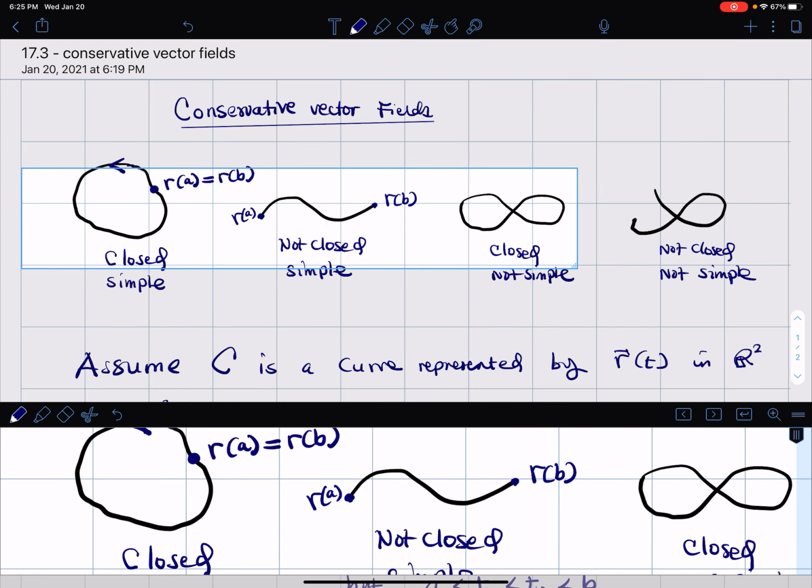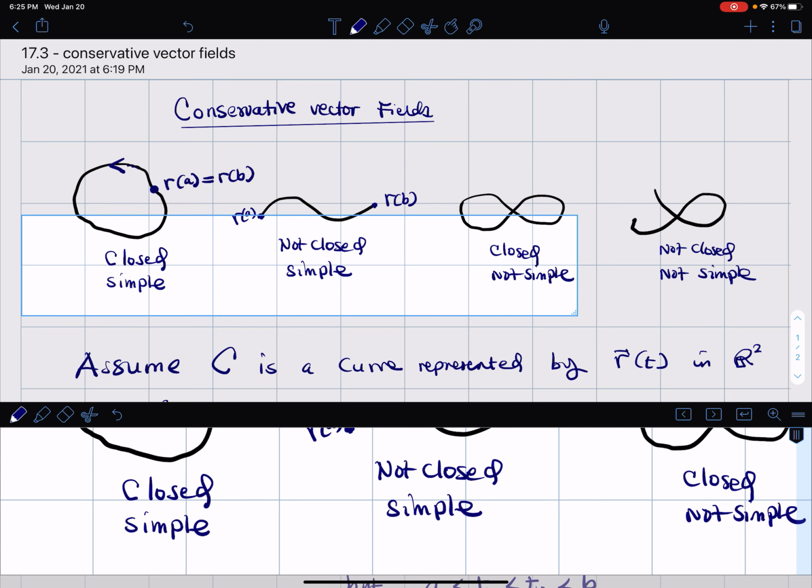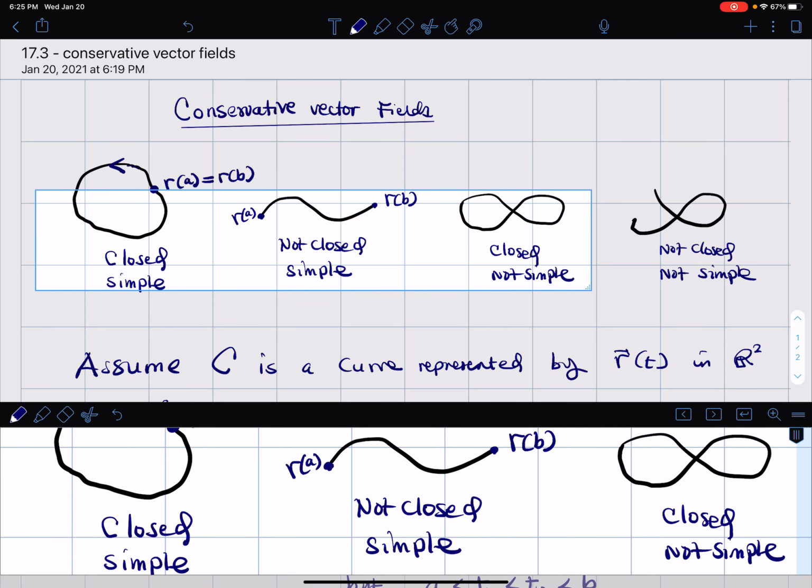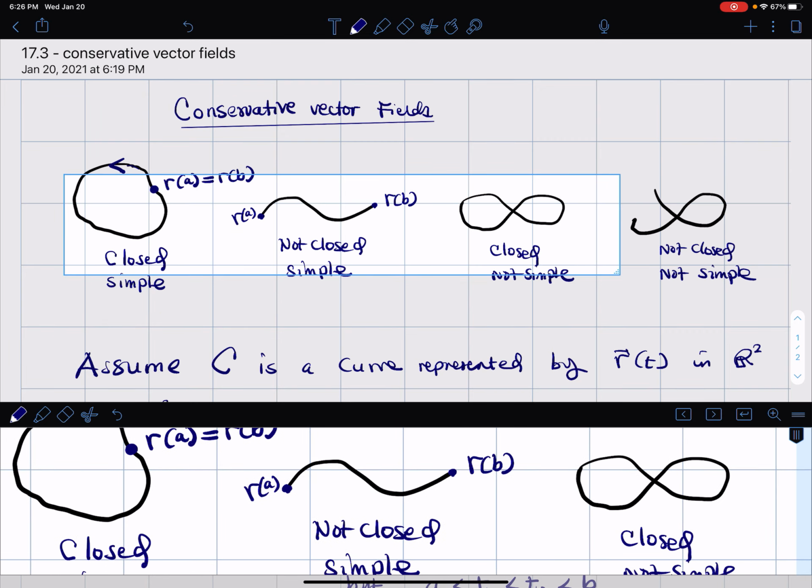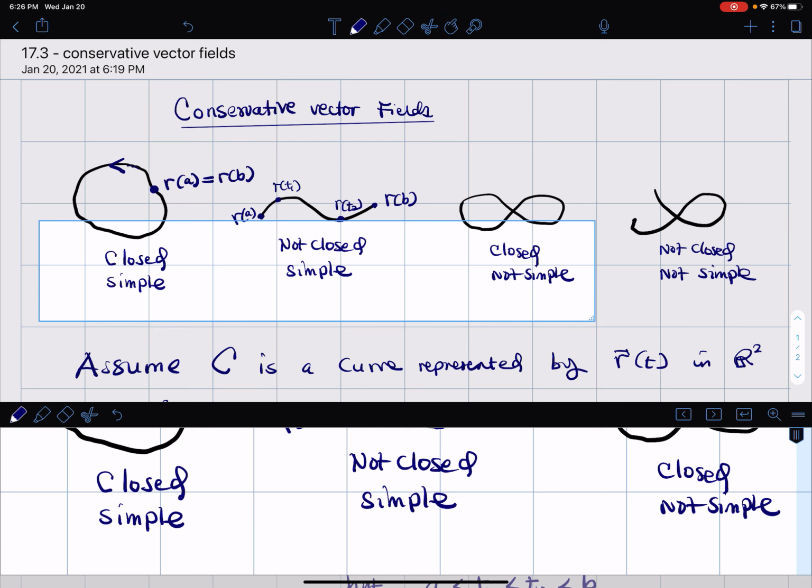All right, so this curve, for instance, is not closed. It's obvious to see why it's not closed now. But it's simple, because there is no crossing, basically. If this is r(t1) and this is r(t2), it's obvious that for any t1 and t2 other than a and b, r(t1) is never going to be equal to r(t2). The same thing can be said for the first curve.